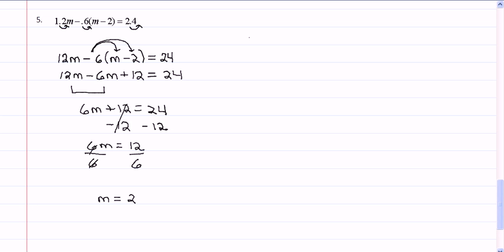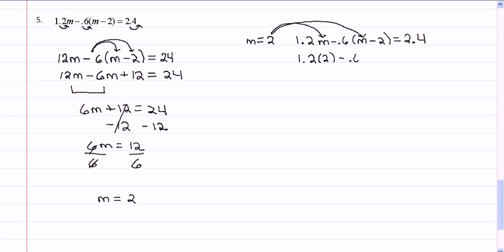So on the right side of the screen, I want to check my answer of m equals 2. So I write my original equation. And once again, when I substitute 2 in for m, I have two places that I have to substitute. So I have 1.2 times 2 minus 0.6 times parentheses 2 minus 2 equals 2.4.